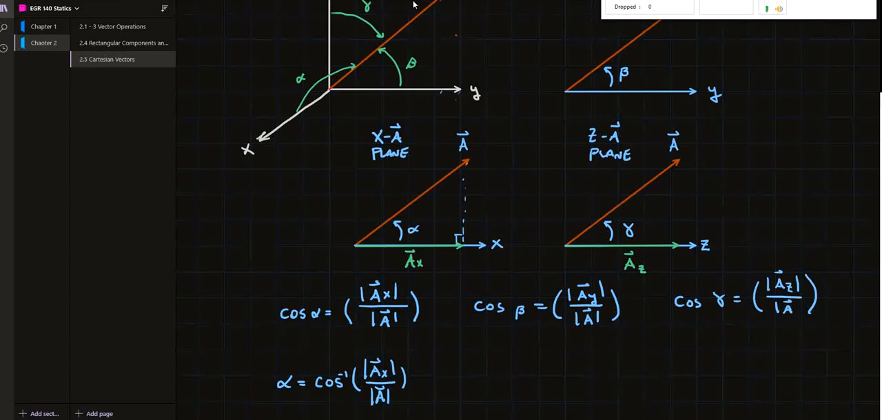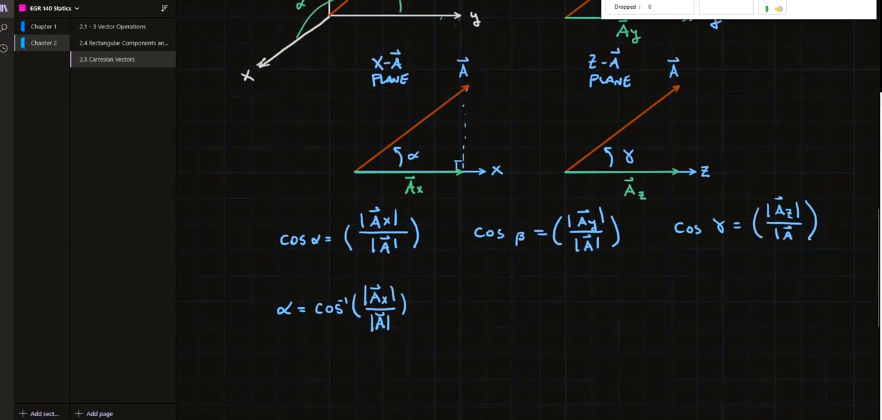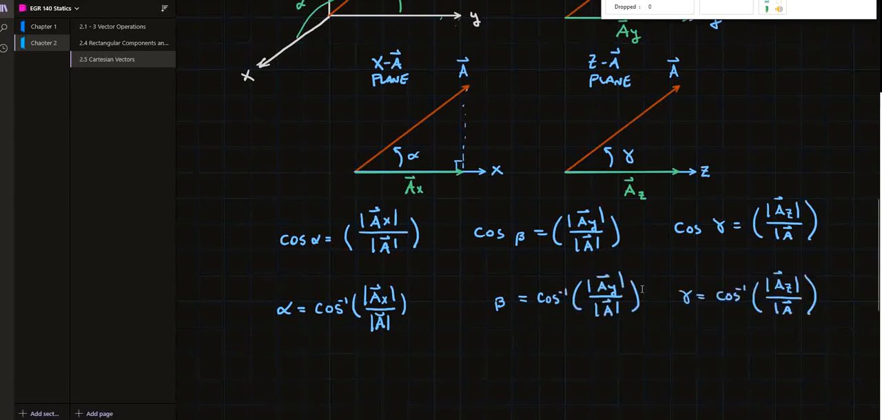And here, let me throw in Ay up here. We didn't put it in. So Ay looks like this. And then that leads to, we can just take the arc cosine of all these and find out our angles. These cosines are referred to as the direction cosines.